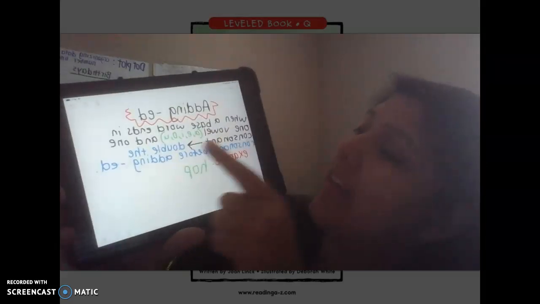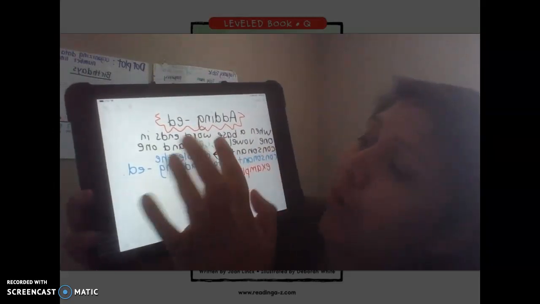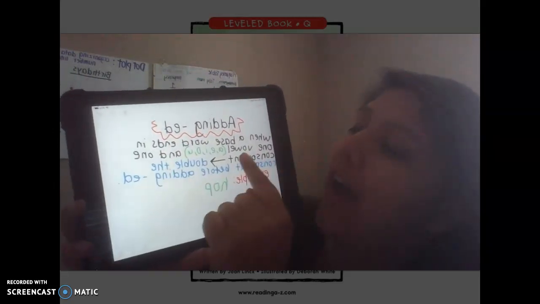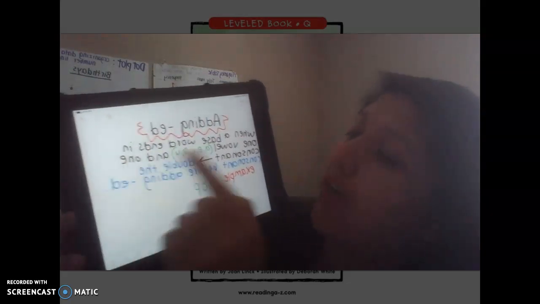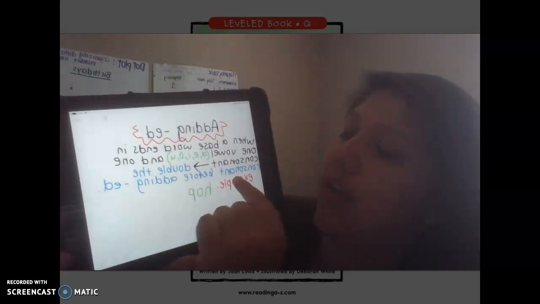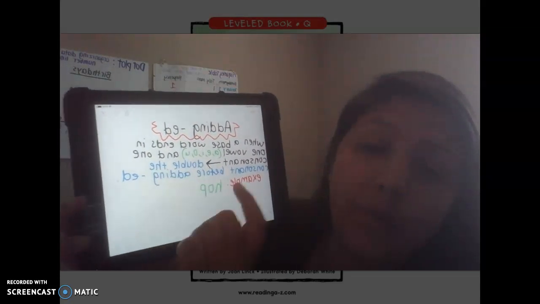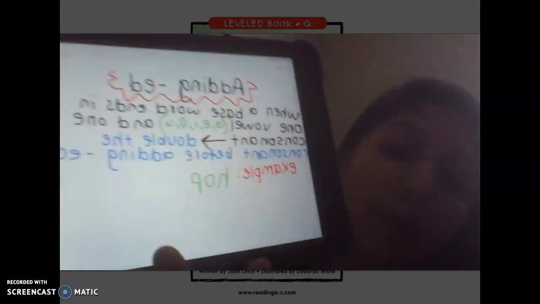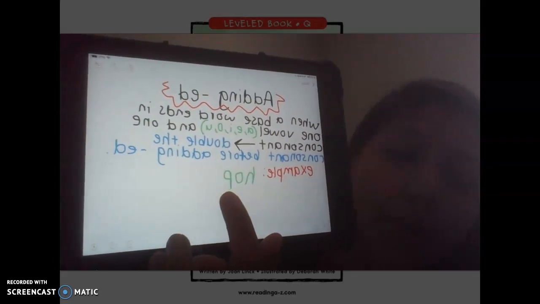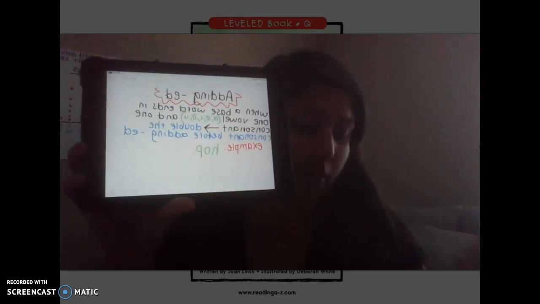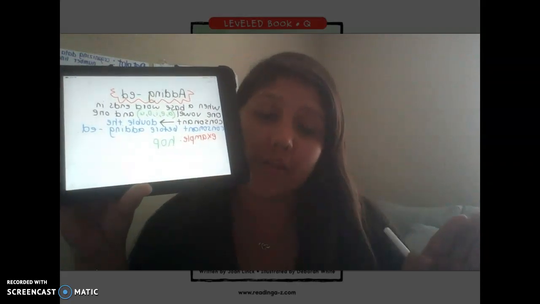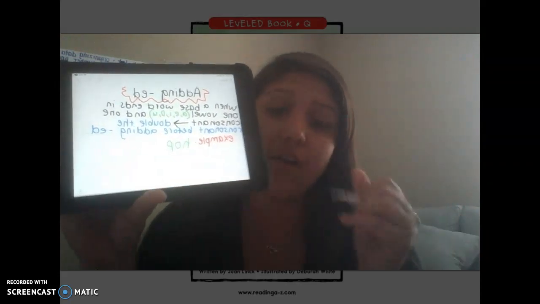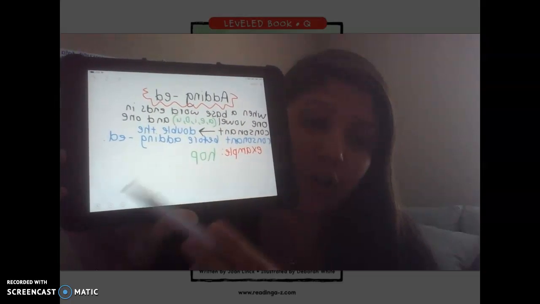So it says adding ed. Okay, so it says when a base word ends in one vowel, so your vowels are A, E, I, O, and U, and in one consonant, you double the consonant before adding ed. So I'm going to put this as an example. Okay, we just looked at the word hop. Okay, now when I'm writing my CVC, so a consonant is all the other letters besides the vowels, and vowels are A, E, I, O, and U.